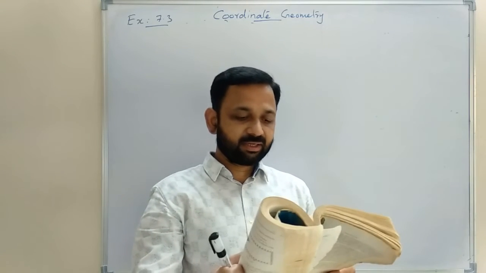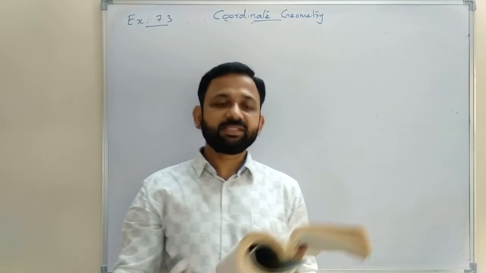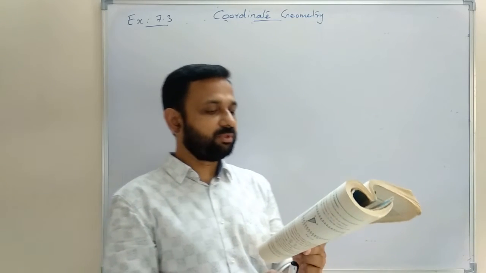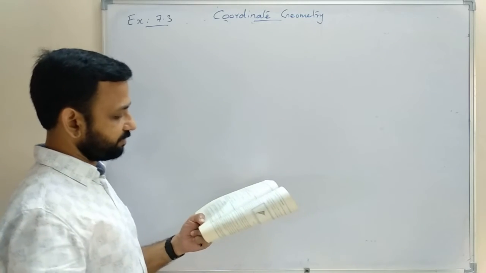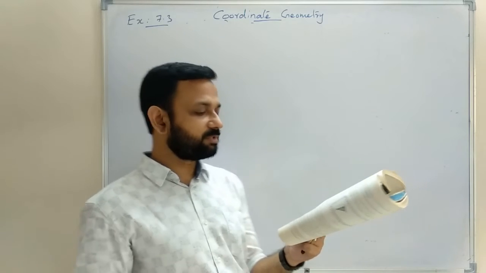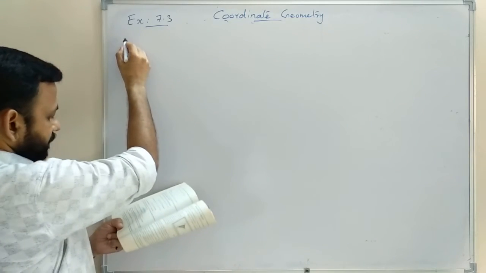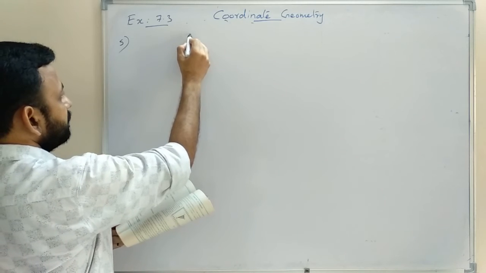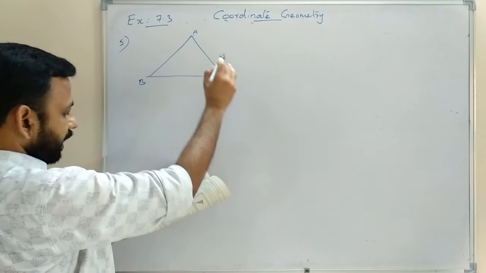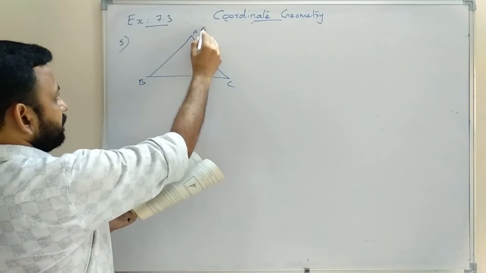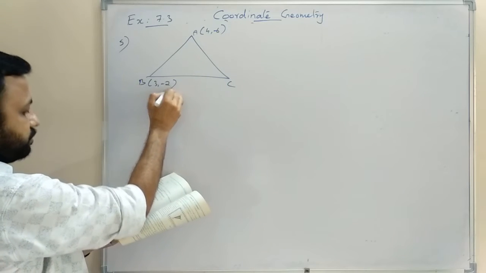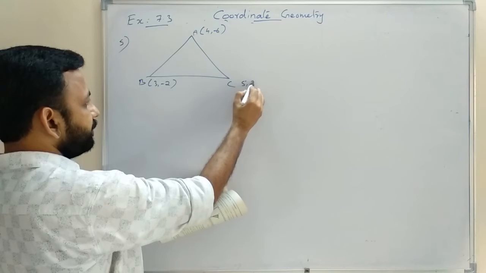You have studied in class 9, chapter 9, example 3, that a median of a triangle divides it into two triangles of equal areas. Verify this result for triangle ABC whose vertices are, question number 5, triangle ABC, and the vertices 4, minus 6, 3, minus 2 and 5, 2.